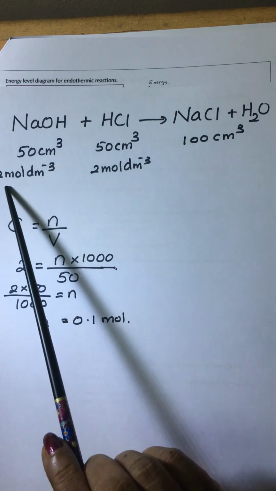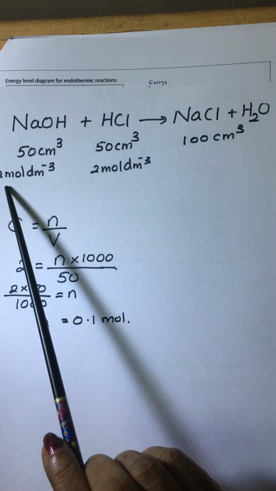So we are going to carry out this reaction. The products are sodium chloride plus water. Sodium chloride is common salt, and when sodium chloride combines with water you get sodium chloride solution. The volume of the product is 100 cubic centimeters, because 50 plus 50 is 100. So here we are going to calculate what the change of heat is when the reaction occurs.